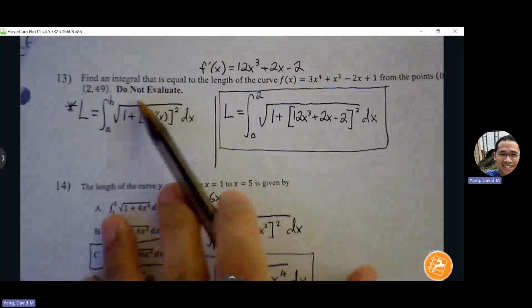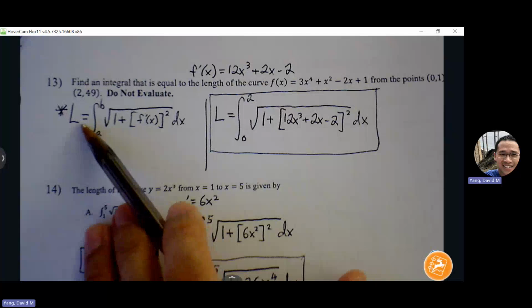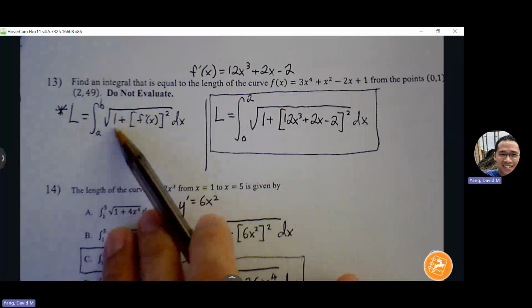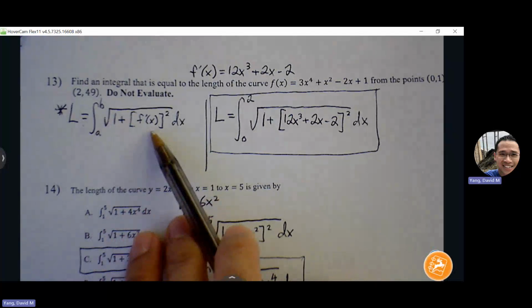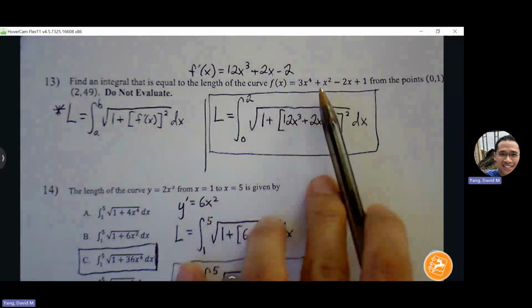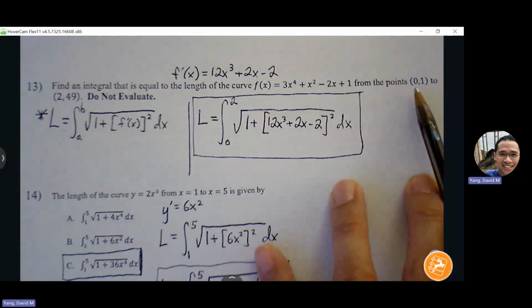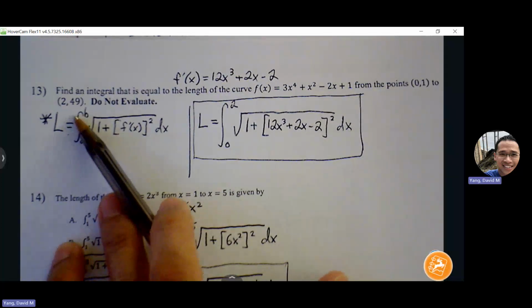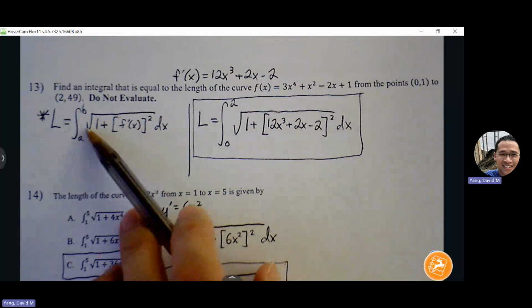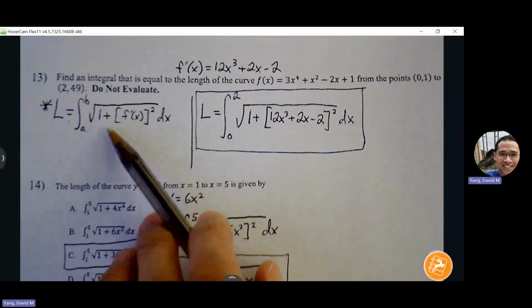Okay, so our formula is arc length is the definite integral from a to b of the square root of 1 plus f prime of x squared. So here's our f of x, and our points, we only need our x values. So we need from 0 to 2. That's all we need. We don't need that 1 and 49. So we just insert into our formula.